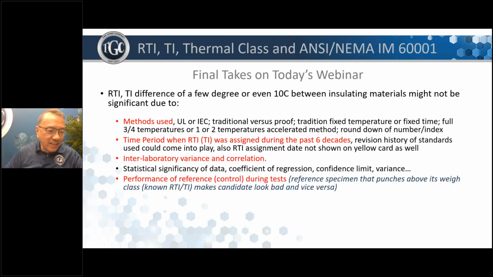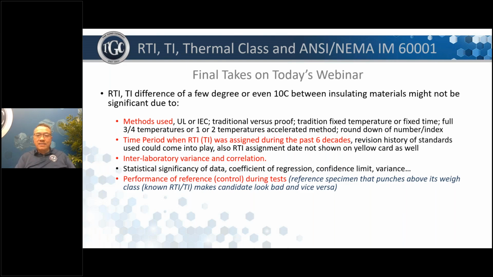Here's my final take. If you look at a yellow card, or if you look at a manufacturer data sheet and you compare one material to the other, we all do that. And then if you see a 5-degree difference, or in case of yellow card, because the difference will always be 10 degrees C because of the round down, in a way, don't sweat about it, because as I demonstrated, there are so many ways to skin a cat. There are so many different methods.